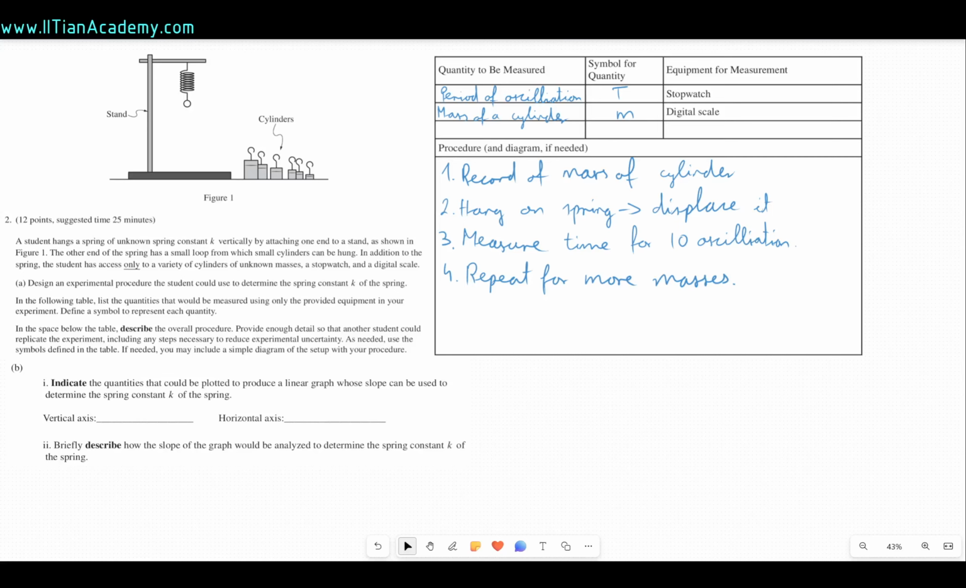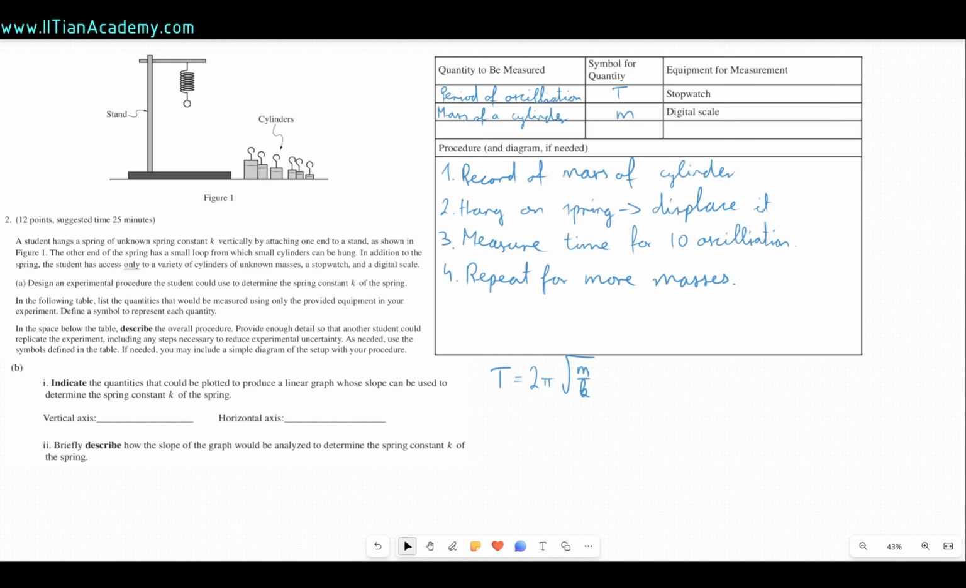So in part B, we need to indicate quantities that we could plot to produce a linear graph whose slope can be used to determine the spring constant K of the spring. So what we need to remember here is that the formula for the period of a mass spring system is T is equal to 2 pi times root m over K.